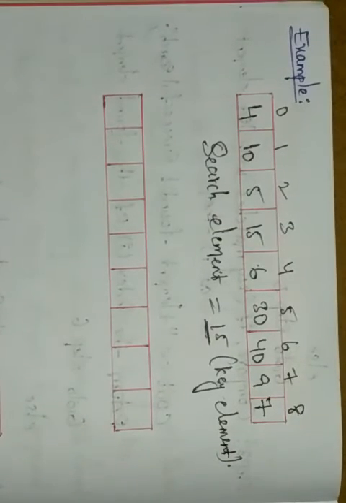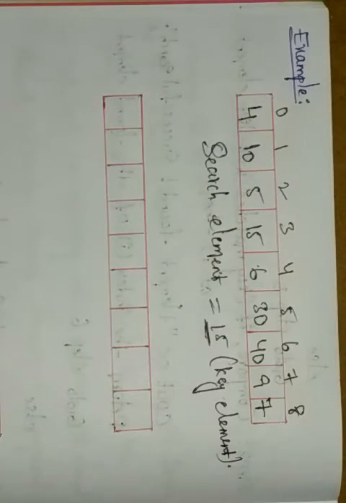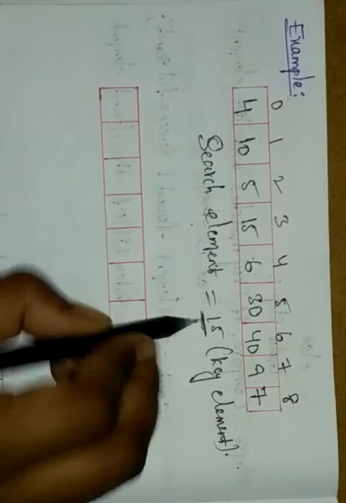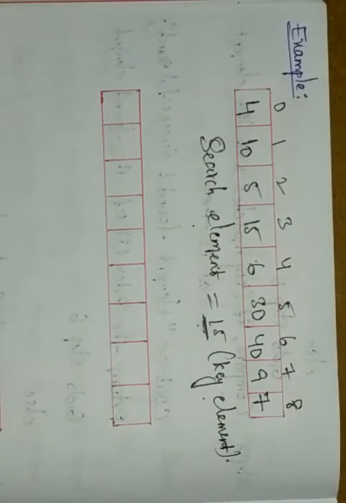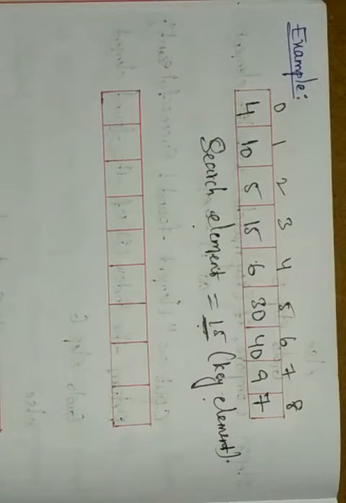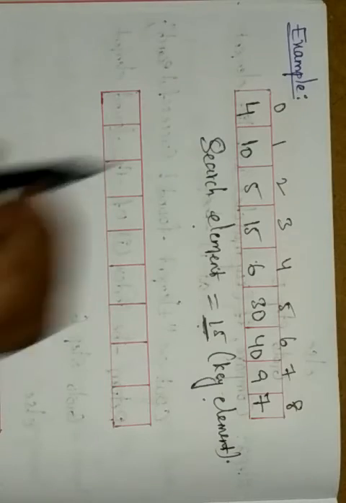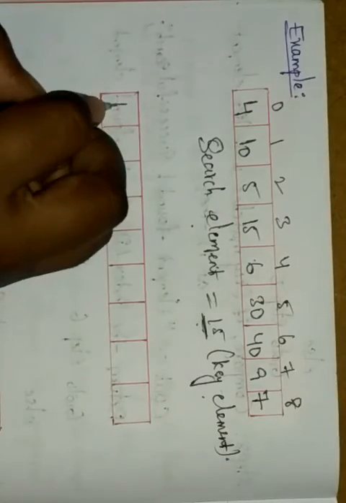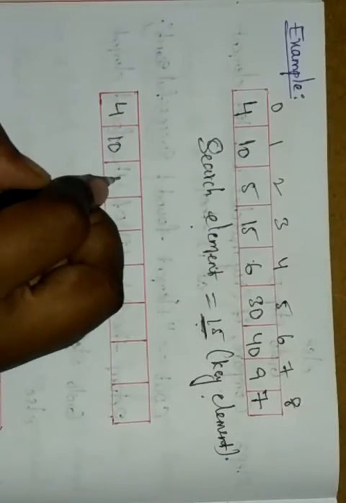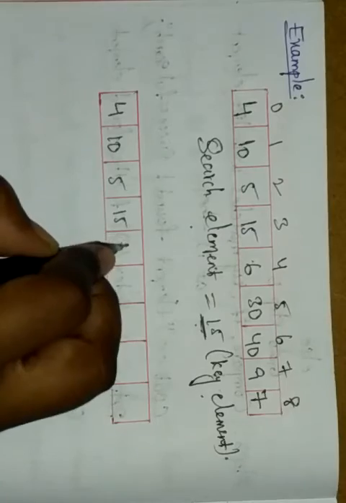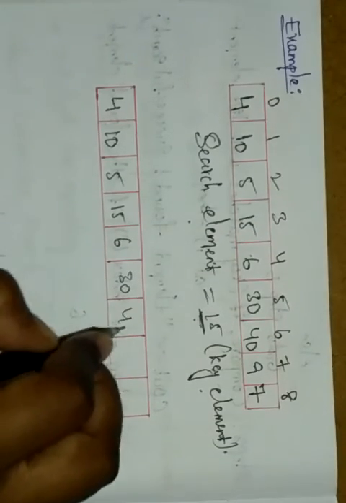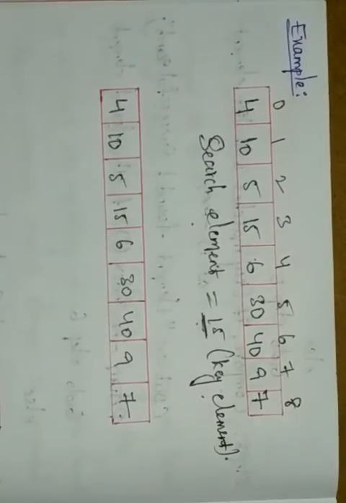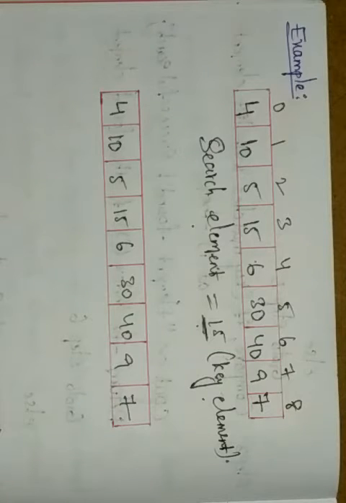Here we have the first element, that is the 4. Your search element is 15, and we can also call this the key element. Then you can write your array: 4, 10, 5, 15, 6, 30, 40, 9 and 7. After that, you can mark the first element with index 0.